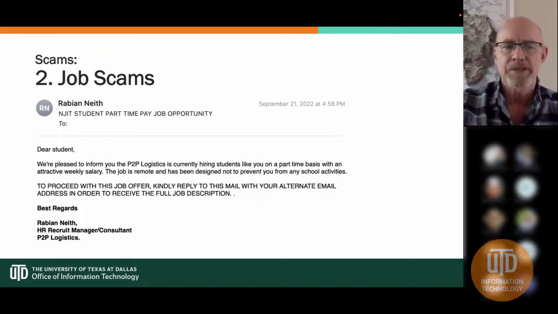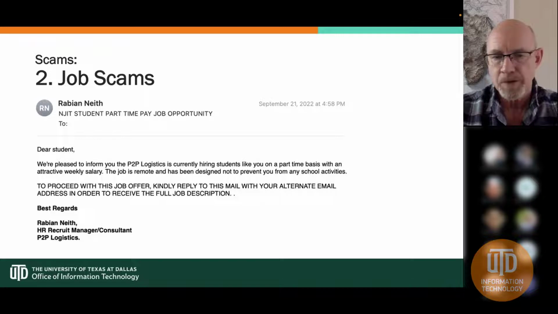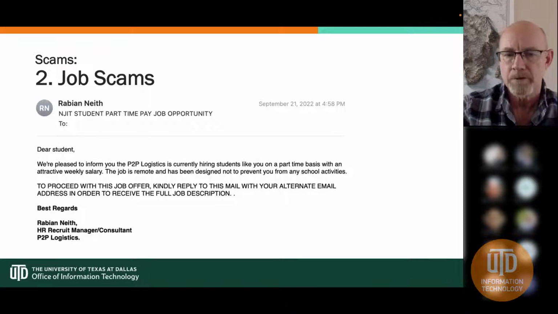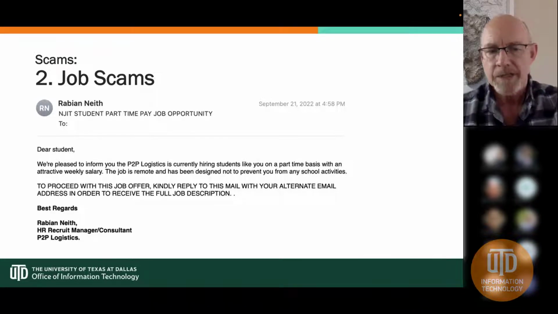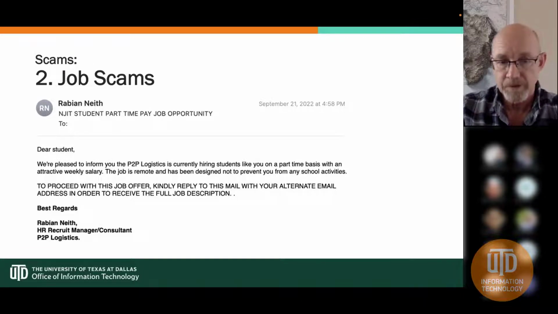An attractive weekly salary, a remote job. They don't even know who you are, if you think about it logically. What really gets to me is the first line that's all in caps. If you look at the right-hand side, where it says, kindly reply to this email with your alternate email in order to receive the job description.